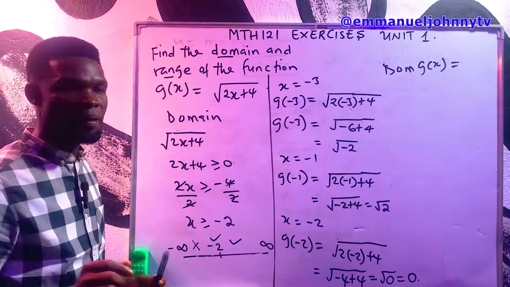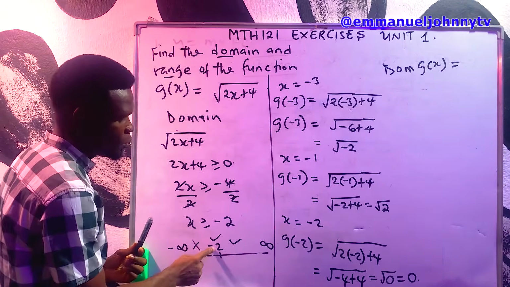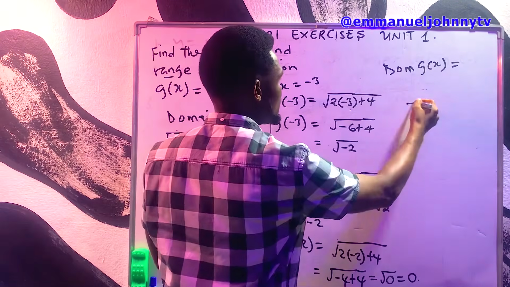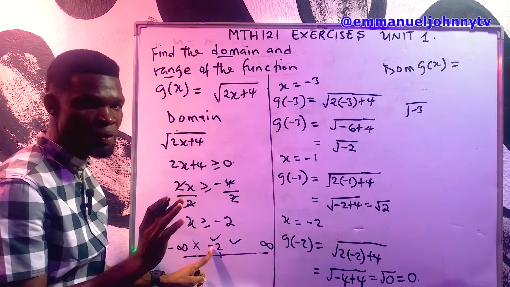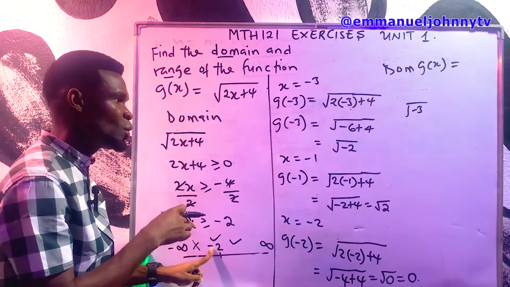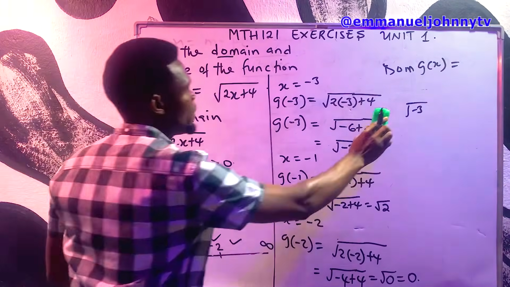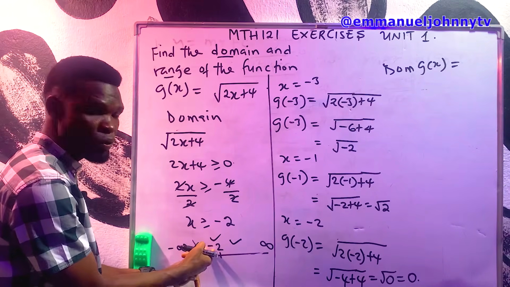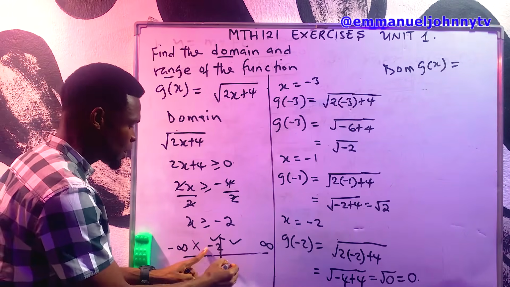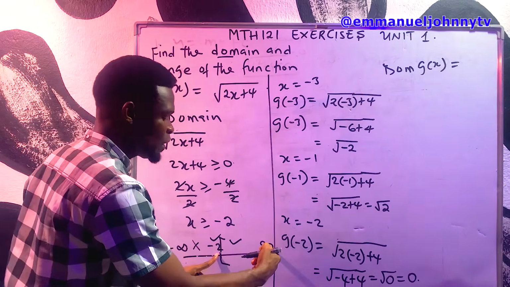Let's assume that we put minus 2 and it gives us a negative value. Let's assume minus 3. Then we would have said this point is not inclusive. But since it is inclusive, how do you now write the domain? This is what you do. The domain of this function is from minus 2. So we use a square bracket till positive infinity.